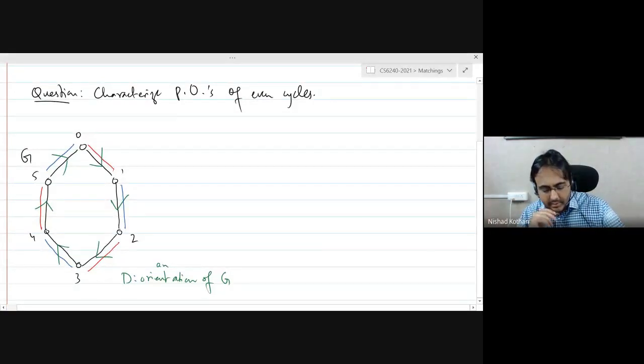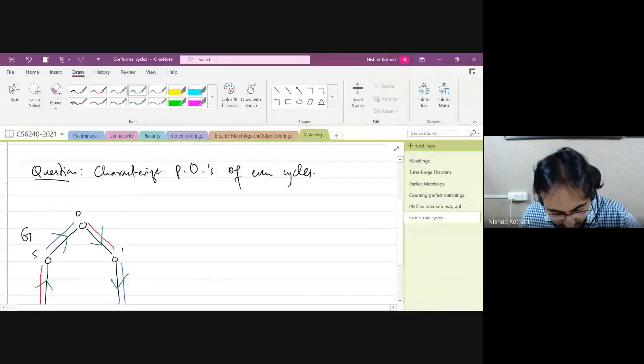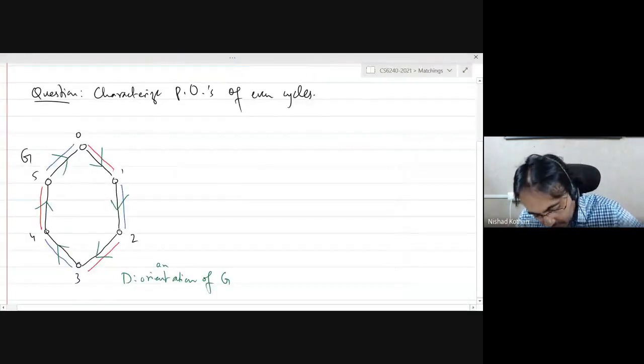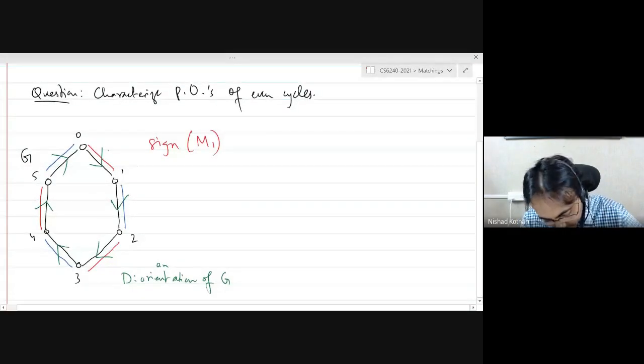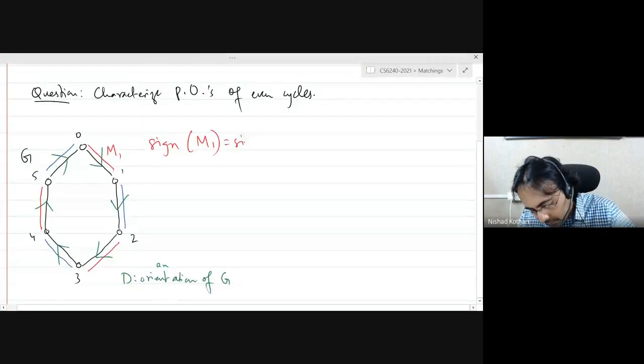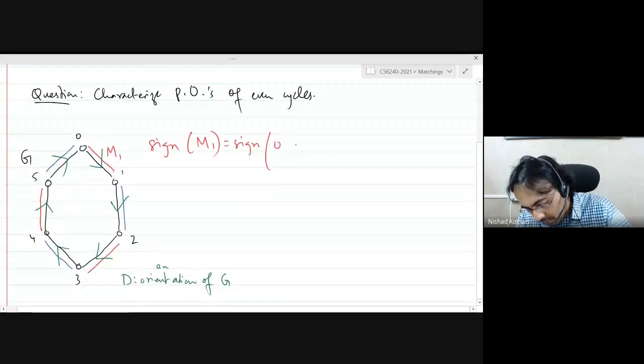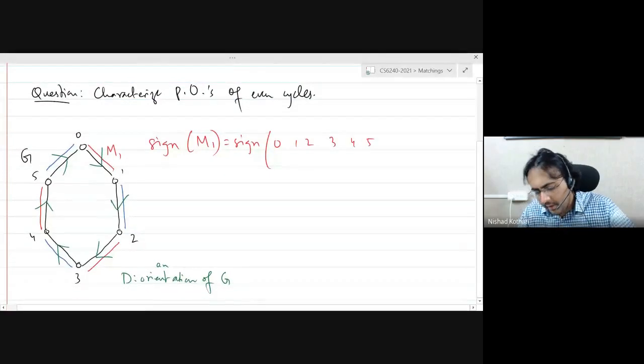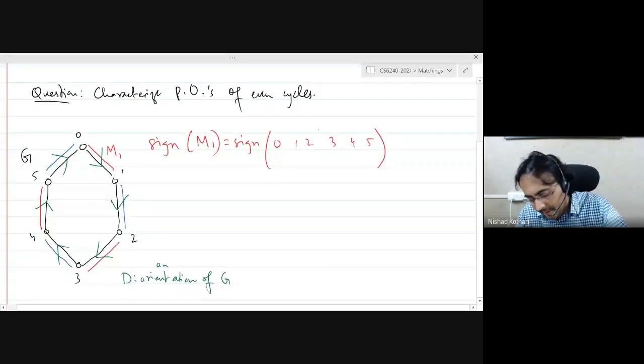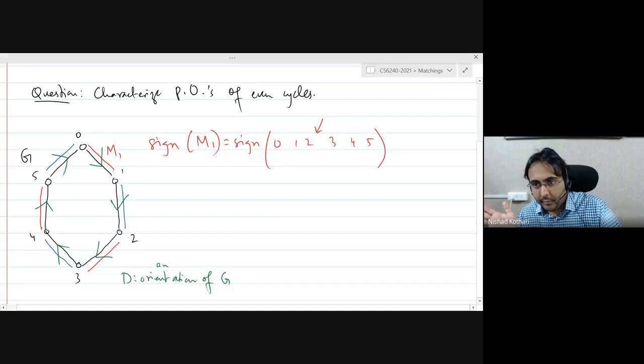Great. So let's look at the two perfect matchings with respect to this orientation and see what signs they have. Maybe I will write them in different colors. So the sign of the perfect matching M1, which is the red one, is the sign of the following permutation. So I'll put 0, 1, 2, 3, 4, 5 here. The order in which you put the vertices doesn't really matter so long as you are consistent for all perfect matchings. You can put it as 0, 3, 2, 1, 4, 5, but then you have to keep the same ordering for all other perfect matching sign computations.